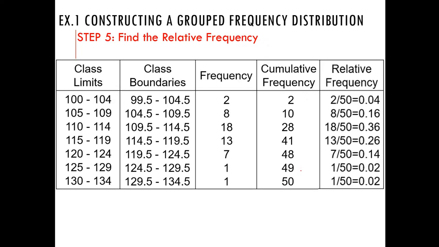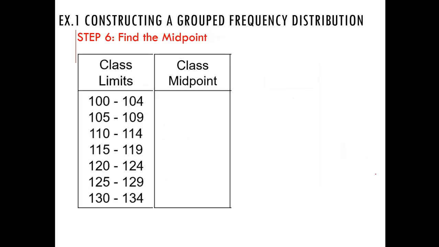Okay, step 5 is relative frequency. So it's taking that frequency column and dividing it by the whole, or the total, because remember, relative frequency is in relation to the whole, it's that percentage or fraction. So that would be this column. It's already filled out for you, like 2 divided by 50 is 4%, 8 divided by 50 is 16%, and so on and so forth.